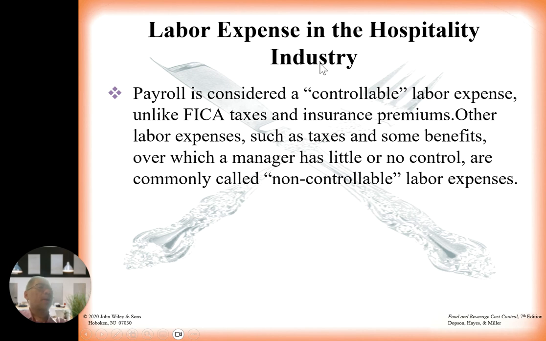Labor expense in the hospitality industry: payroll is considered controllable. Other labor expenses, such as taxes and subsidies, over which the manager has little or no control, are commonly called non-controllable labor expenses.